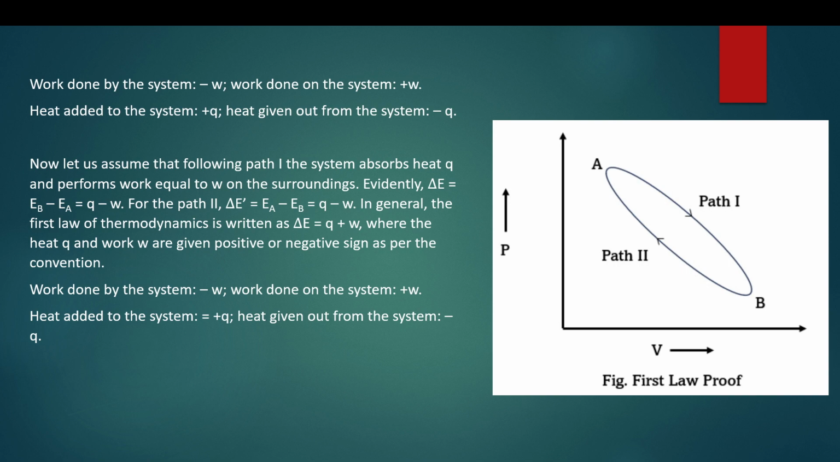Now let us assume that following path 1, the system absorbs heat Q and performs work equal to W on the surroundings. Evidently, delta E equal to EB minus EA equal to Q minus W. For the path second, delta E prime equal to EA minus EB equal to Q minus W. In general, the first law of thermodynamics is written as delta E equal to Q plus W. The heat Q and work W are given positive or negative sign as per the convention mentioned earlier.